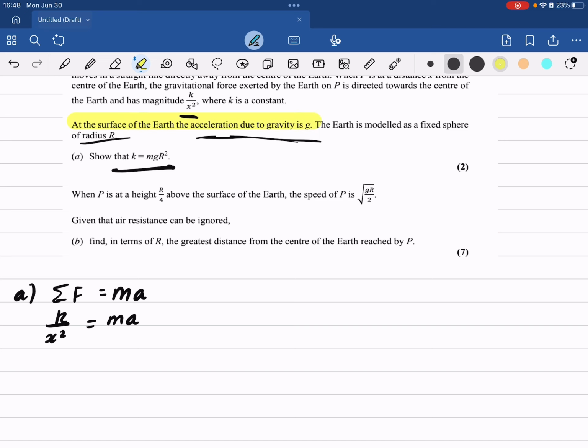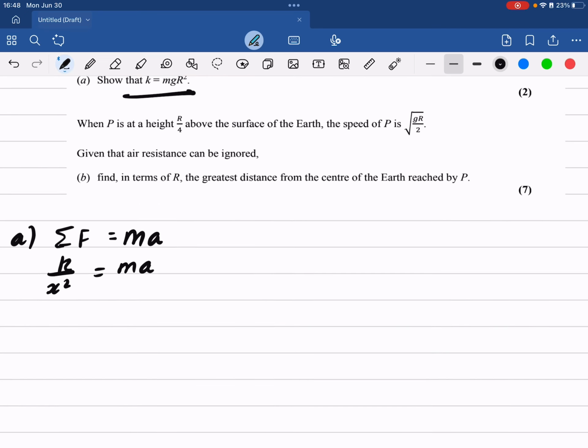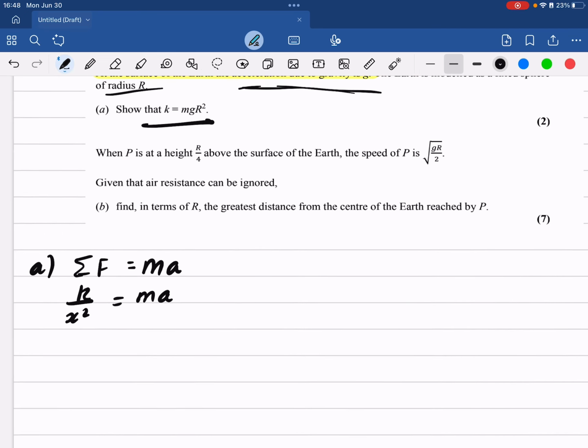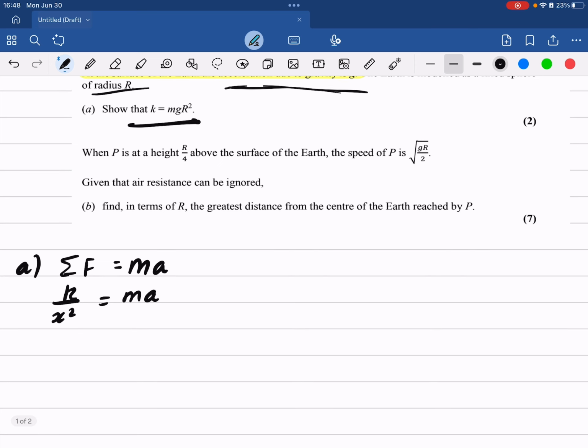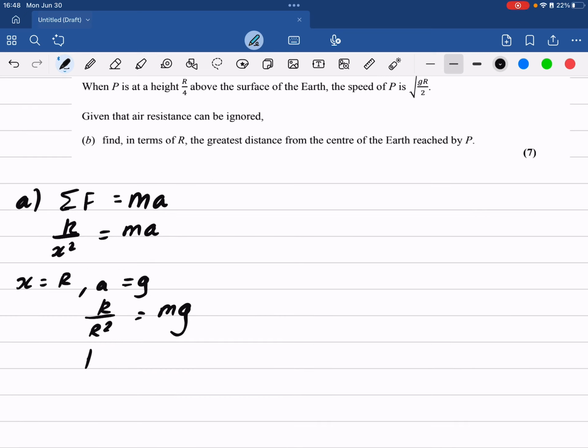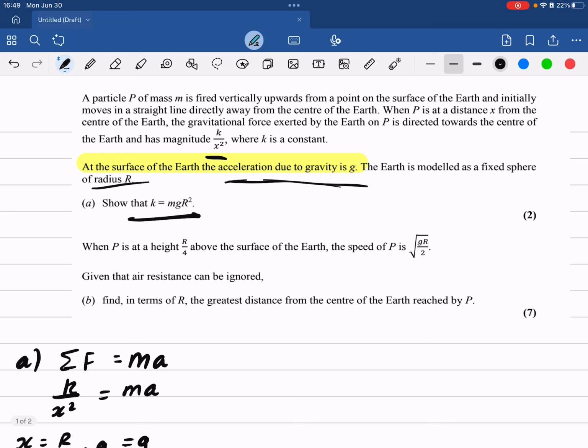At the surface of the Earth, the acceleration due to gravity is g. If I rewrote that in mathematical form, what it's essentially saying is that when x is equal to r, a is equal to g. So therefore I can rewrite it by saying k over r squared is equal to mg. And if I just take r squared to the other side, or multiply both sides by r squared essentially, I get k is equal to mgr squared. And that would be enough to secure the 2 marks for part A.